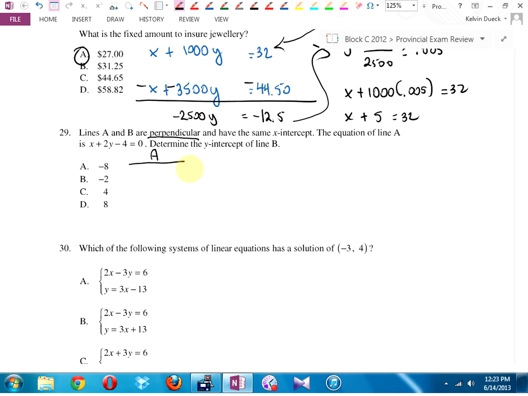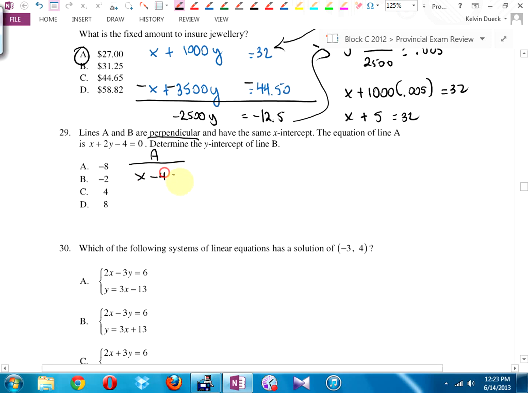Because, you know why? Even though it says determine the y-intercept of line B, really what I'm going to do is find the equation of line B. And to do that, I'm going to ask myself 2 questions. Do I know the slope? Not yet, but I can. So if I get the y by itself, I think I'm going to have this.